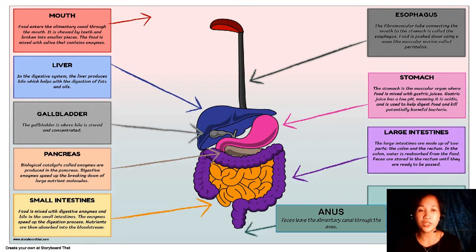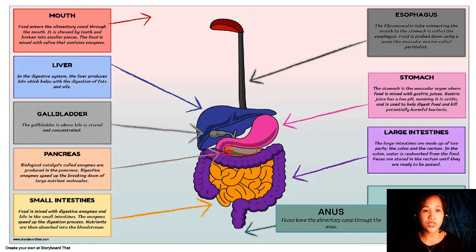So we are now in our summary, guys. We have the gallbladder. It is where the bile is stored and concentrated. So we have also the pancreas. This one is the pancreas, guys. This one is the pancreas.